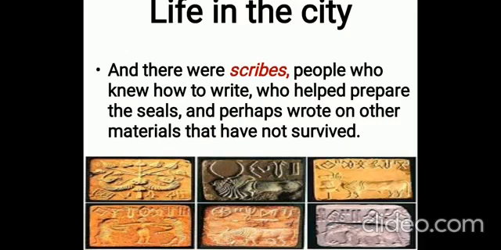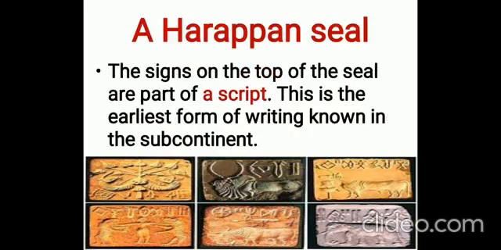Scribes are all those people who knew how to write or who helped prepare the seals. These are the seals that were used in the Harappan civilization, and they perhaps wrote on other material that has not survived. So what was the Harappan seal?